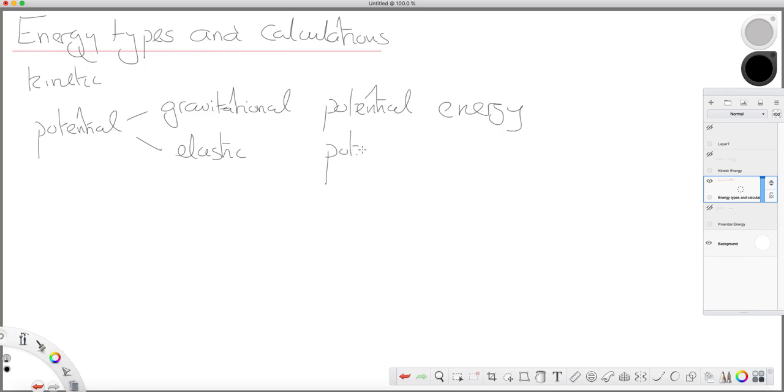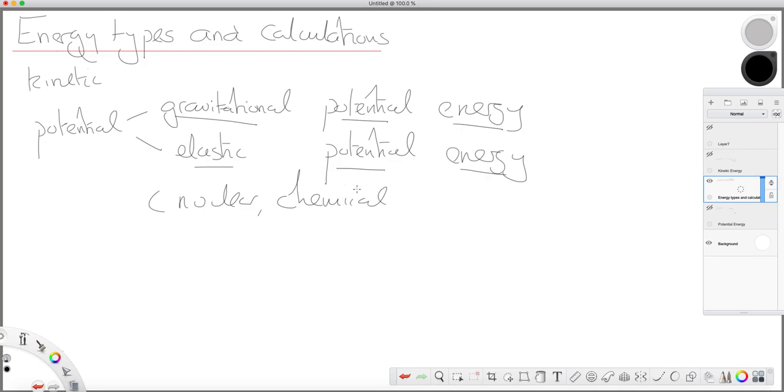Now, it's important when you're writing answers that you say elastic potential energy, not just potential, not just energy, of course, because energy doesn't tell us very much. Potential energy tells us more, but not enough, because there's two kinds of potential energy we do calculations on. There's many more, of course.